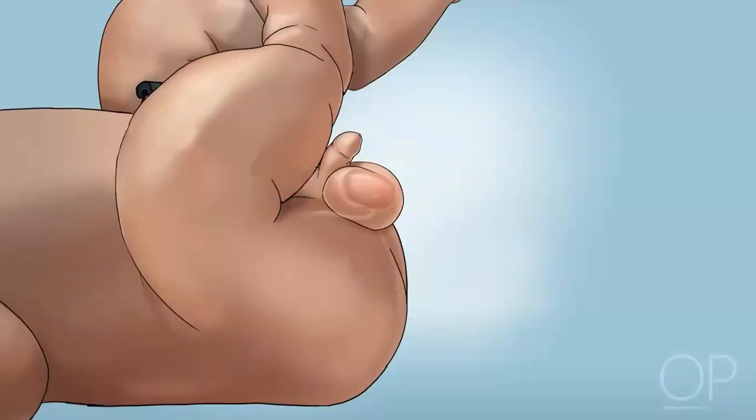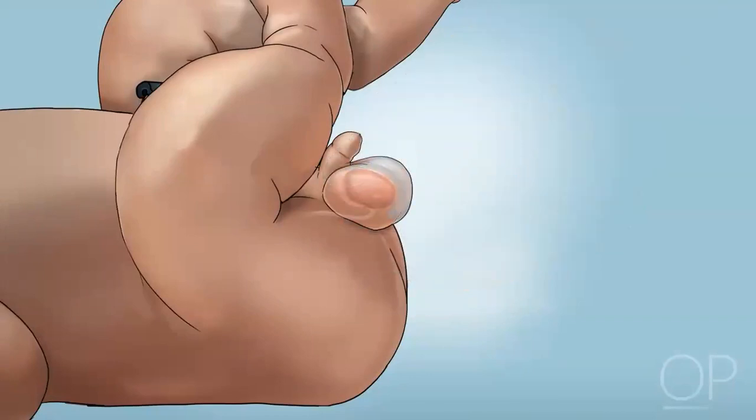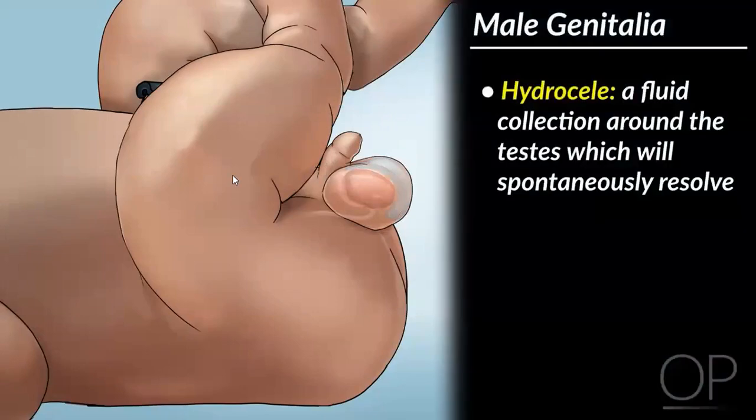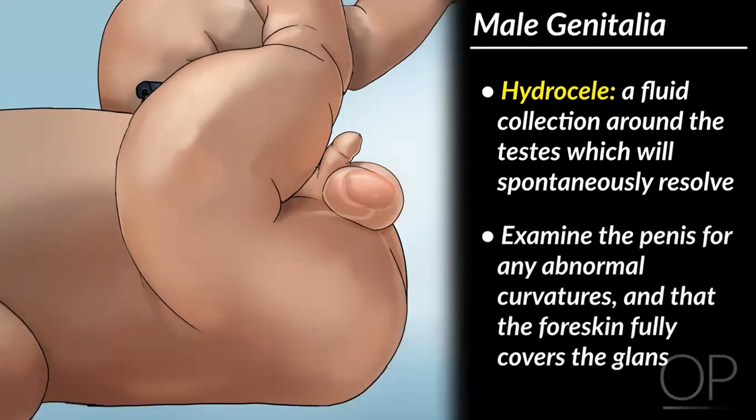In an infant with male genitalia, assess if the testicles are descended by palpating them through the scrotum. A swollen and large scrotum is usually indicative of a hydrocele, or a fluid collection around the testes, which will resolve spontaneously. So do not need to worry. But as a healthcare provider, we have to check from head to toe to find any kind of abnormalities or genetic defect, and we have to take the measurements. Examine the penis for any abnormal curvatures and that the foreskin fully covers the glans.